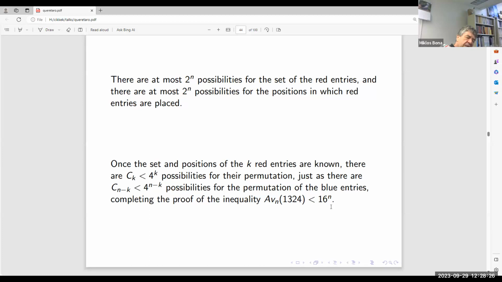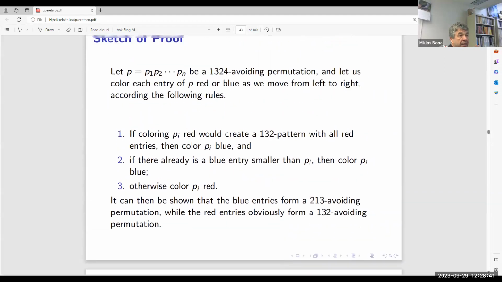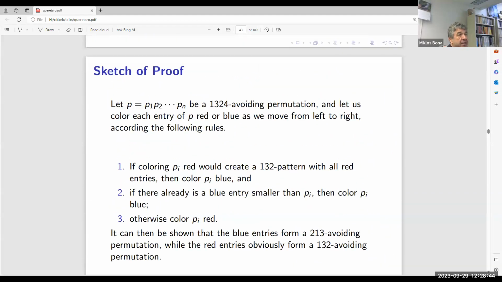It's easy to say, wow, that was so crude. I will sit down and improve it very fast because it's so wasteful. It doesn't use anything at all about the particular properties of the entries. Of course, there are certain things, like, as I said, the first entry always has to be red, the second entry always has to be red, and every left to right minimum always has to be red, because a left to right minimum will never create a 132 pattern, since it can be the 1 and there will be nothing smaller than that.